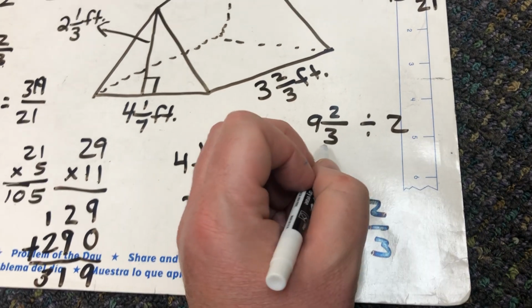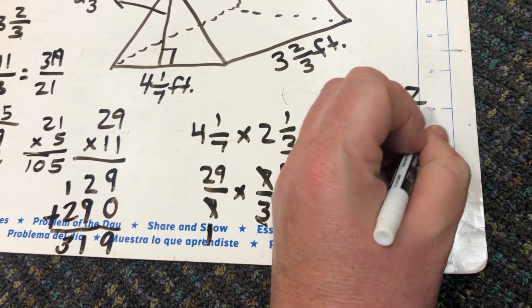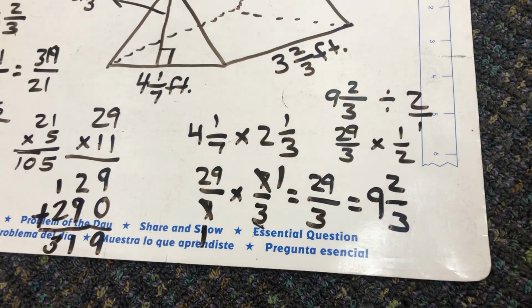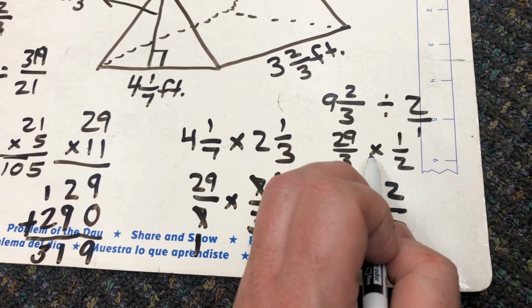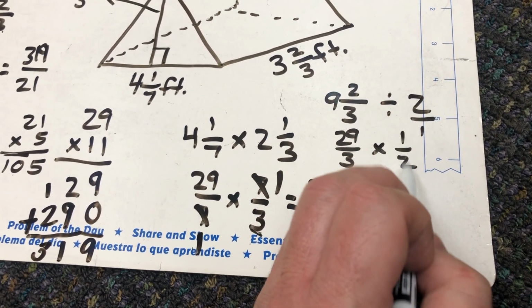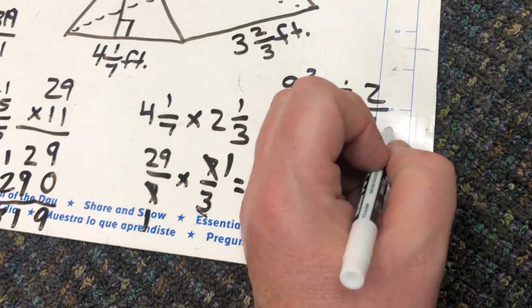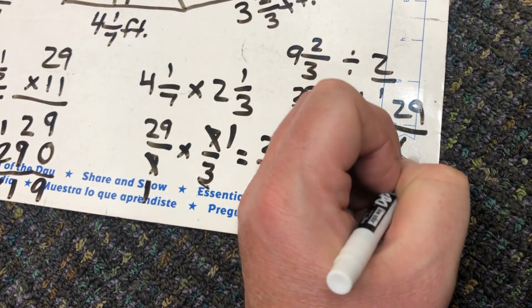Well, 3 times 9 is 27, plus 2 is 29. 29 over 3. This would be 2 over 1, so it's times 1 over 2. Okay, remember, I'm dividing by 2 over 1. That becomes a multiplication sign. You flip it to make the reciprocal. 29 times 1 is 29. 3 times 2 is 6.